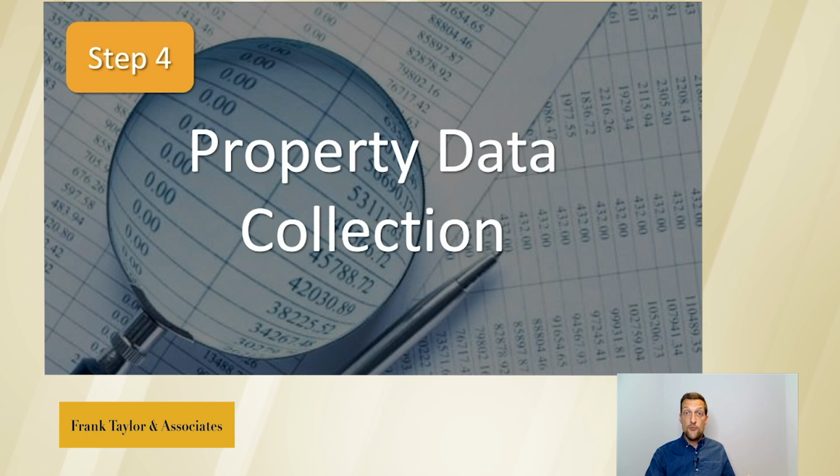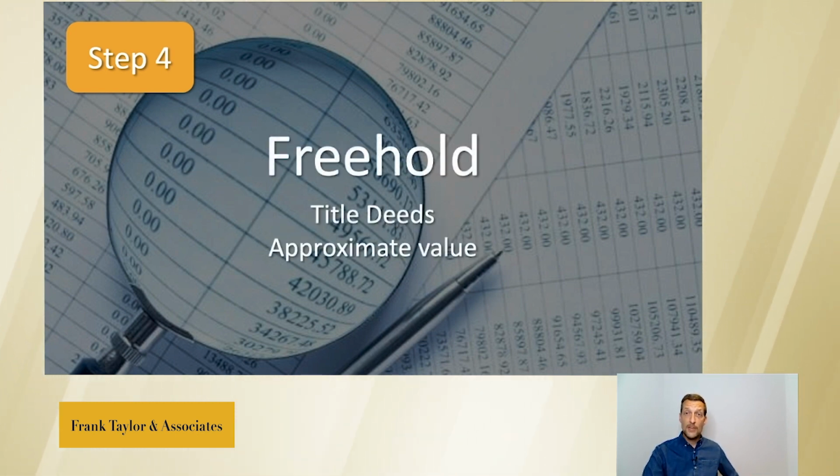So step 4 is the property data collection. And this is the building that the practice operates from, and it's relatively straightforward. It's going to be freehold or leasehold. So let's look at freehold first. If it's a freehold, at some point you are going to need to have access to the title deeds, but you're also going to want to know what the approximate value of the building is, because the building is going to have to be funded at some point if your practice is going to be sold, and that's probably going to be funded by way of a loan. So it's important to make sure that the property is affordable in the context of the profitability of the practice.